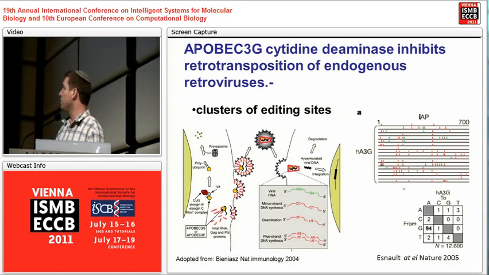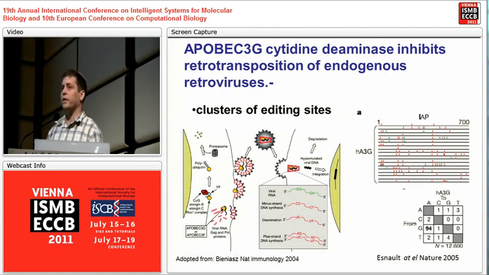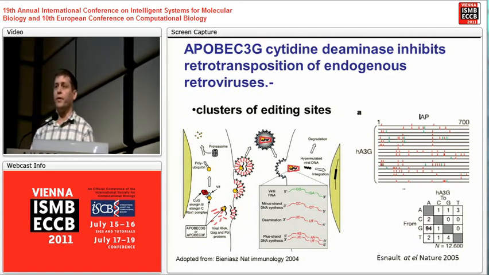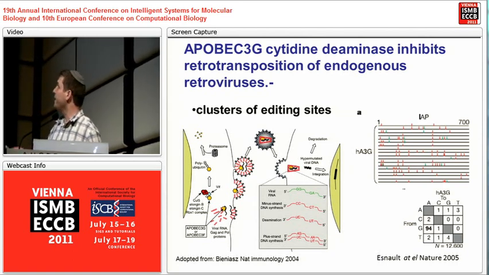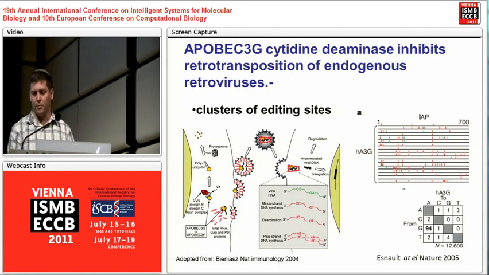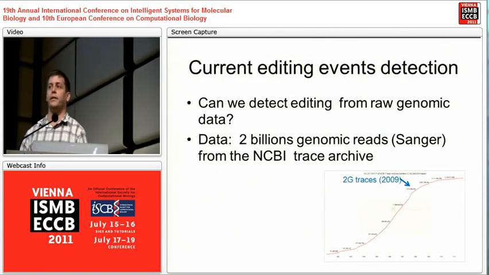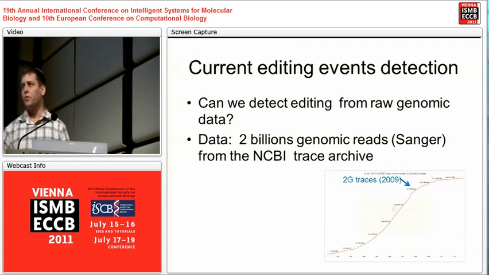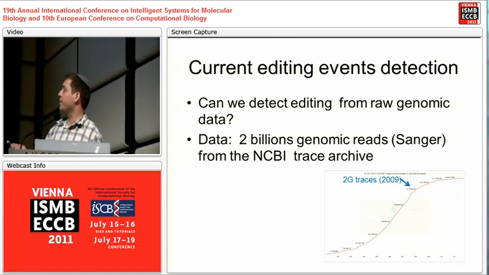A few years ago, the Schwartz group demonstrated very nicely that APOBEC can also modify endogenous retroviruses by introducing an endogenous retro element into a cell with APOBEC3G. And here again, you can see a cluster of mismatches, almost all of them G to A, derived from APOBEC. So we decided to look computationally to find editing events. The source of sequence traces that we decided to use was the trace archive.